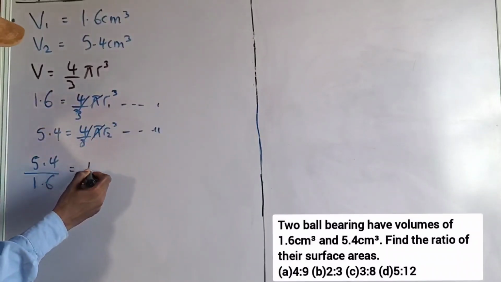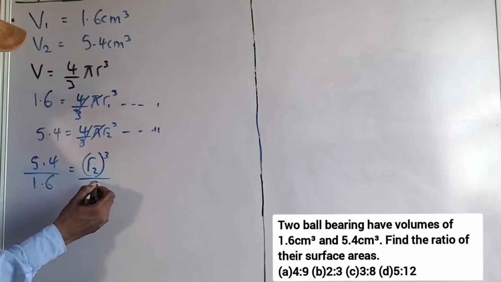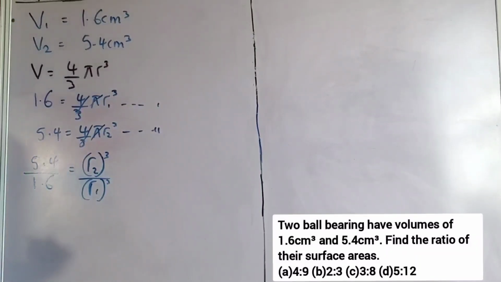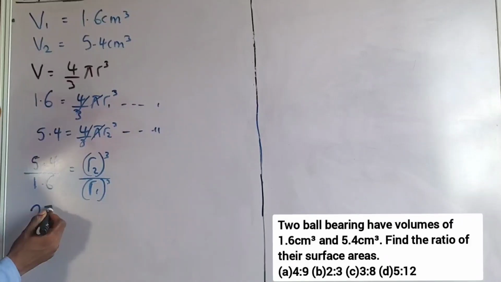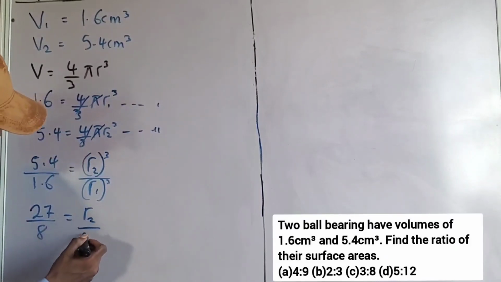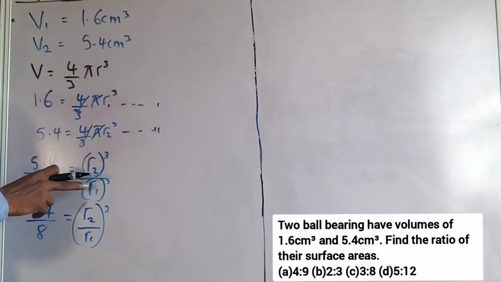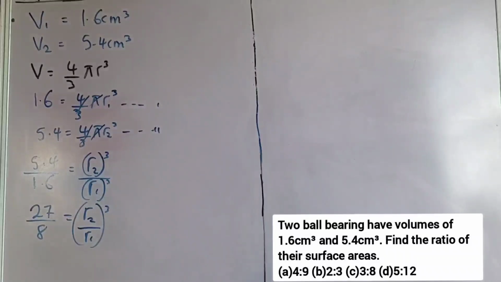So I'm going to have r2³ over r1³. Do you understand? Okay, now 5.4, please pay attention. 5.4 divided by 1.6 is 27/8. So 27/8 is equivalent to r2³ over r1³. Because I have r2 to the power of 3 over r1 to the power of 3, I can rewrite it as (r2/r1) raised to the power of 3.